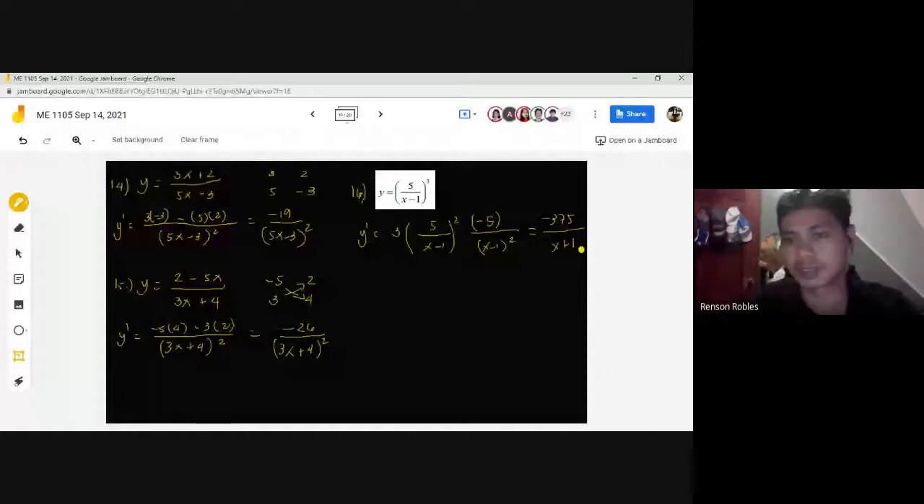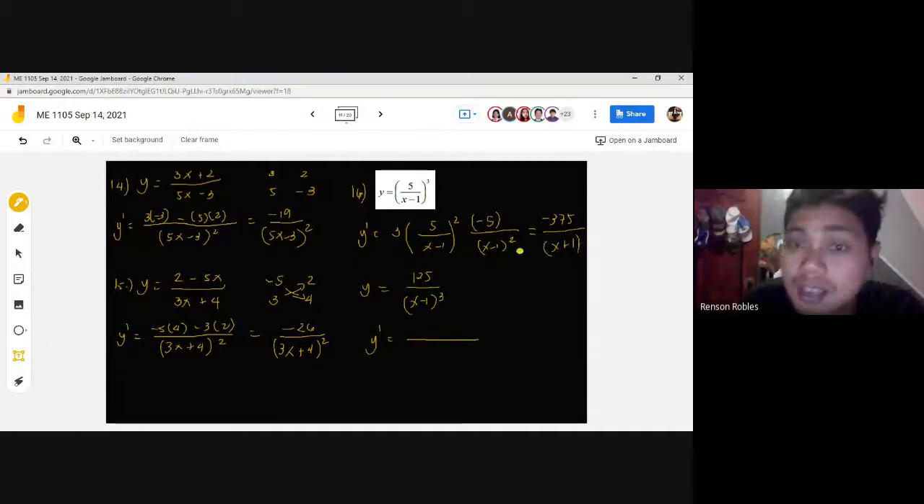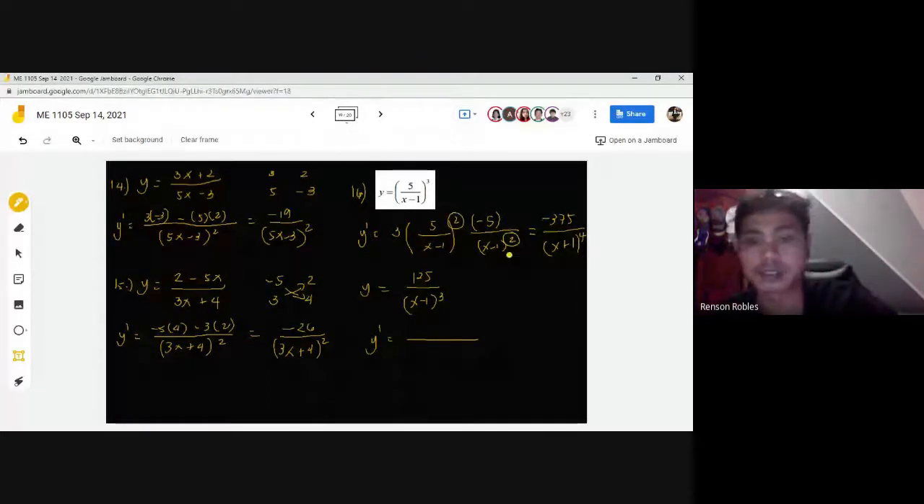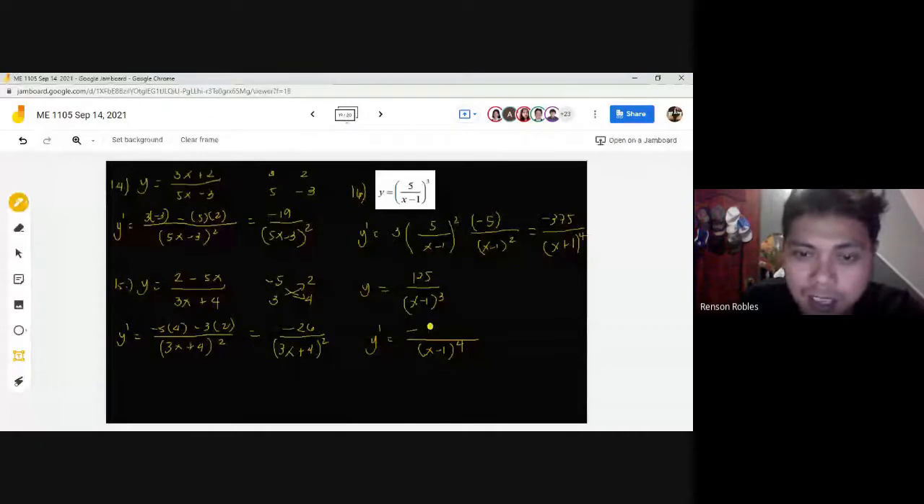Okay, then tingnan natin. Ito, you can simplify it of this form. What is 5 cubed? It's 125 all over x minus 1 to the third power. And then we apply our shortcut technique. This one is to the 4. Ah, yeah, to the 4. Because this is 2 and this is 2. Kaya magiging to the 4 na siya. And then, so you just copy x minus 1, 3 plus 1, it's 4. And then 3 times 1, 2, 5. Obviously, we have to affix the minus sign. 3 times 1, 2, 5 is 375. And you're done.